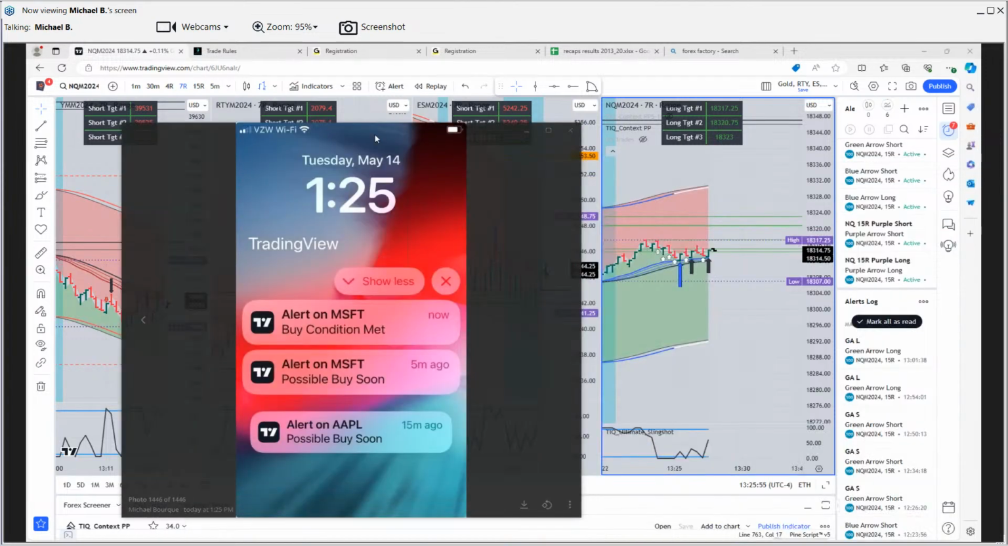This is what it looks like on my phone. This is the alert on my phone. On Microsoft, buy condition met now. And the alert on Microsoft, possible buy soon, was 5 minutes ago. So you had 5 minutes to get ready for that trade, and then you were able to place it right there. Had an alert on Apple 15 minutes ago. This is what it looks like on the mobile.